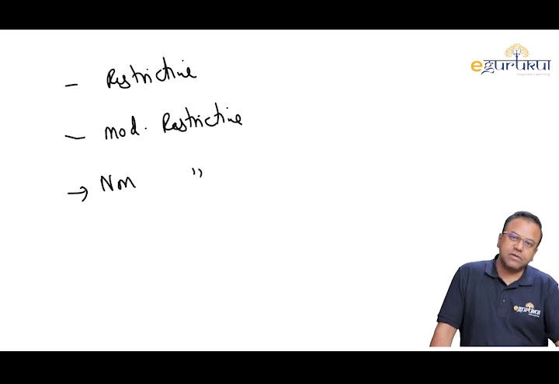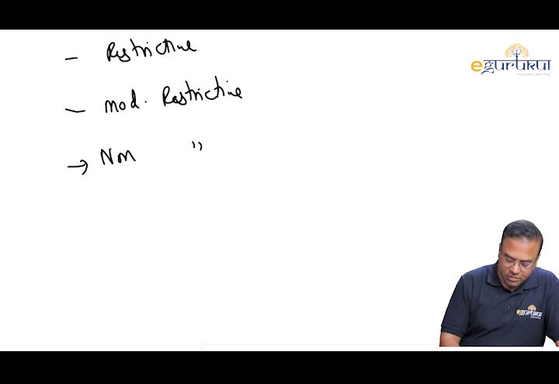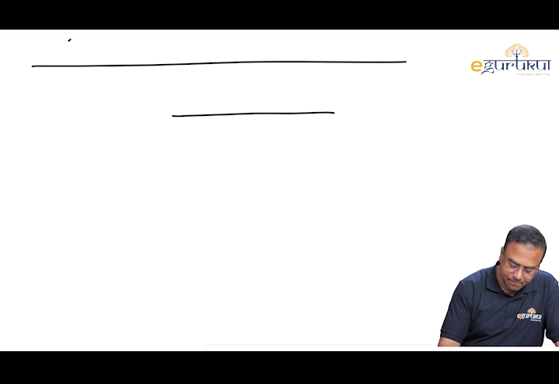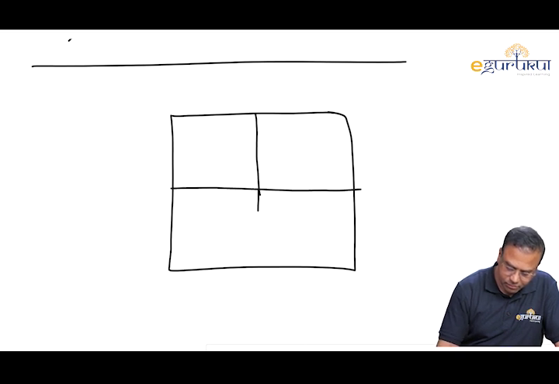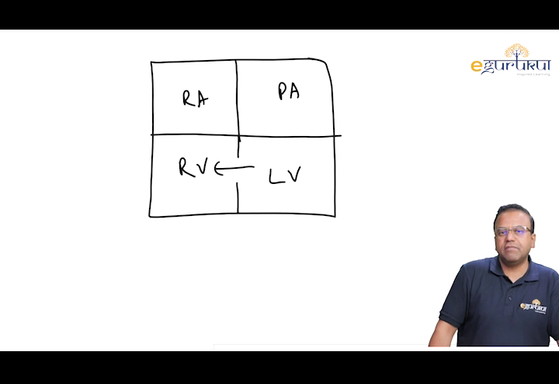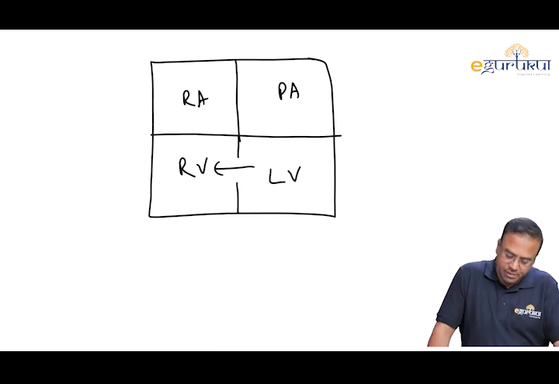Now, how do we classify this restrictive? What do you mean by restrictive VSD and what's a non-restrictive VSD? To understand that, first let's understand what's happening in the ventricular septal defect. If you look at the left ventricle, right ventricle, one of the important things to understand is that a ventricular septal defect is simply an orifice connecting the two chambers, left ventricle and right ventricle.